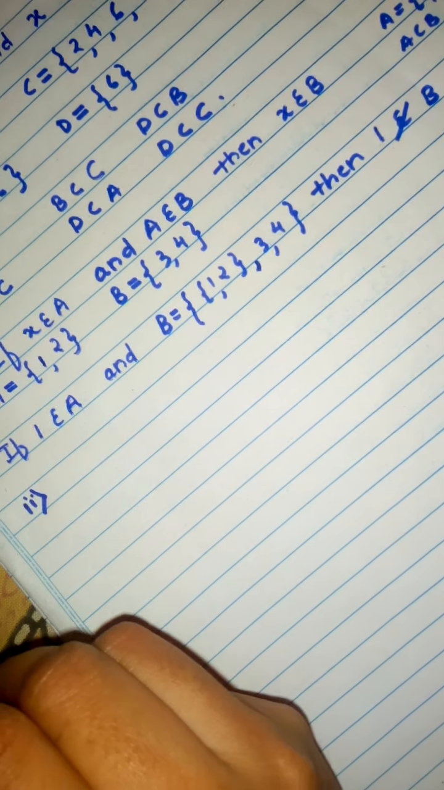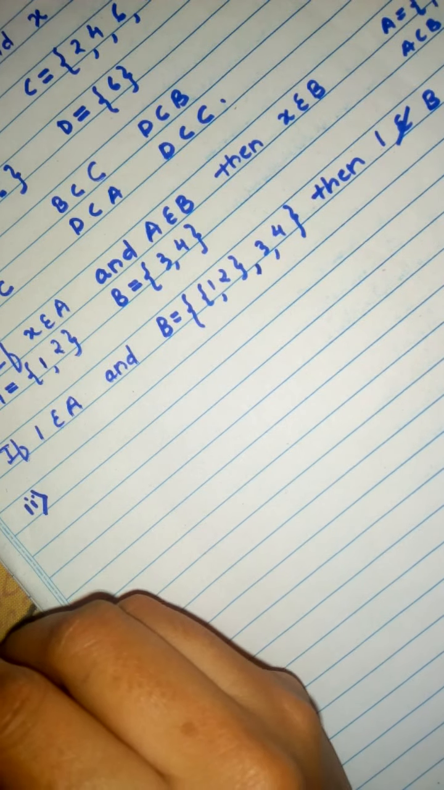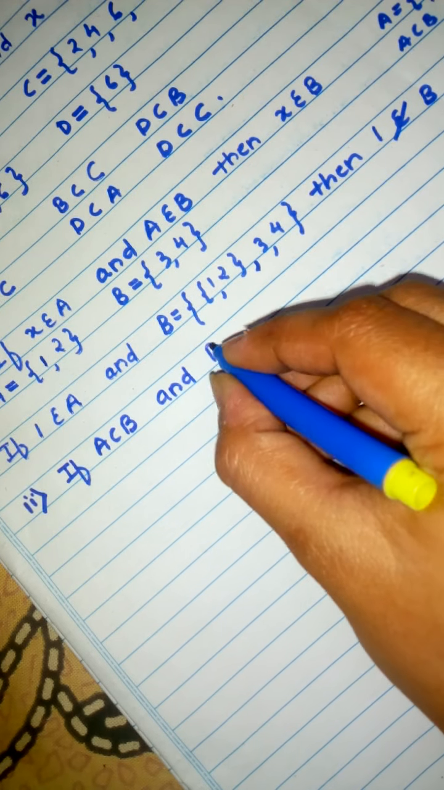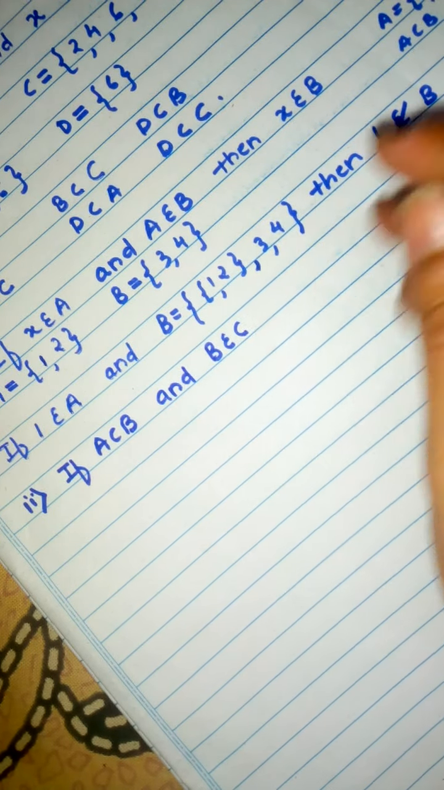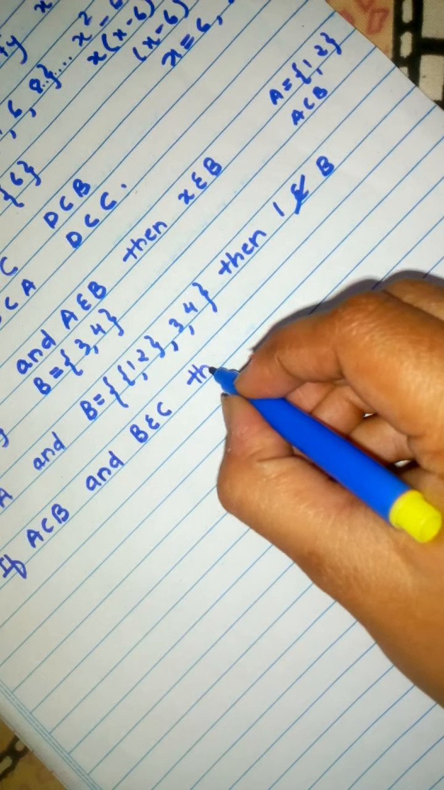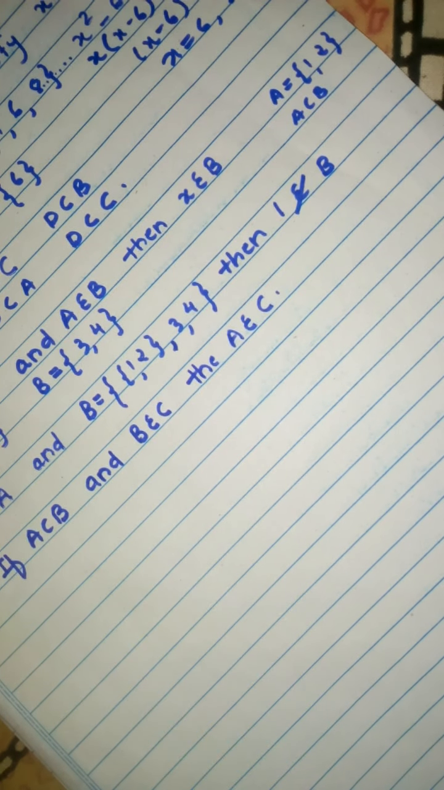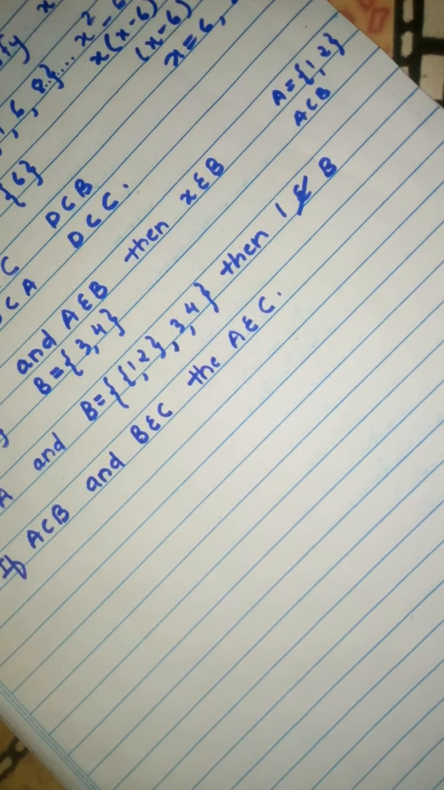Now moving to the second question. It says: if A is a subset of B and B belongs to C, then A belongs to C. Let us first try to understand this using an example.